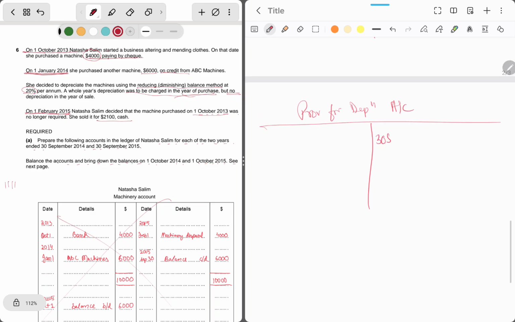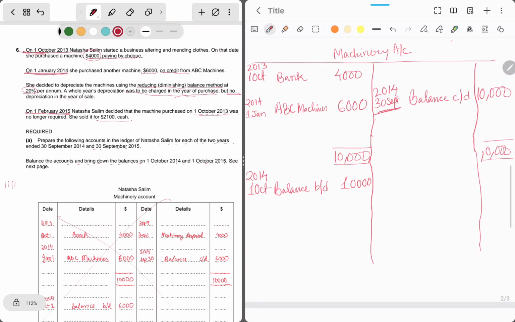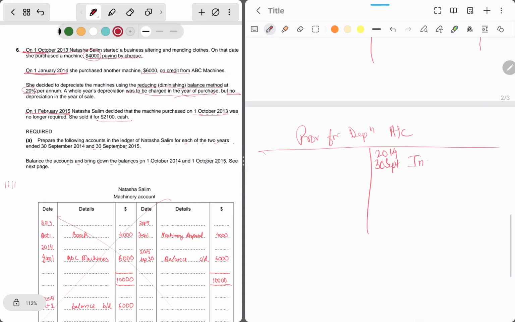Here on 30 September 2014, yes, it was purchased on 1 October 2013, and the year ends on 30 September 2014. So here we are going to charge depreciation. Write down income statement. We are going to write income statement.